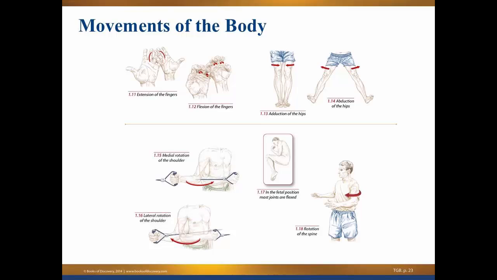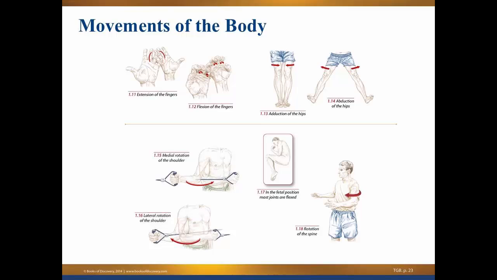Adduction of the hips adds to the midline of the body. You can see the two red arrows pointing in. That's adding to the midline of the body. Abduction is the red arrows pointing away from the body. Notice the word add, ADD, add, in adduction. Adduction adds to the midline of the body, and then when you abduct a person, you take them away, right? When you abduct them, abduction takes away from the midline of the body.